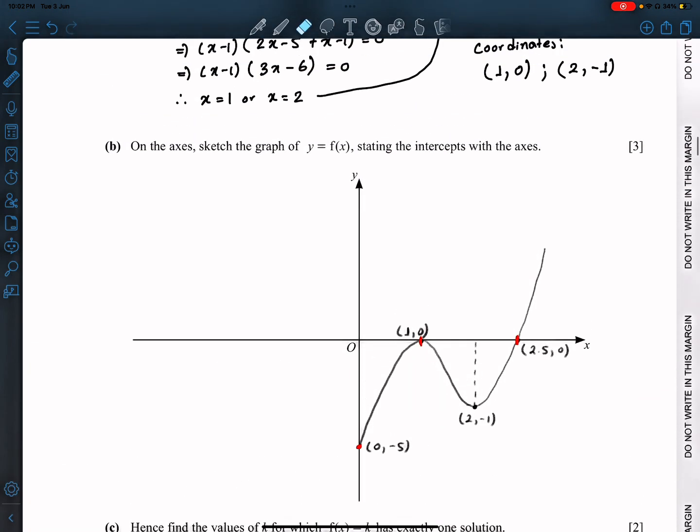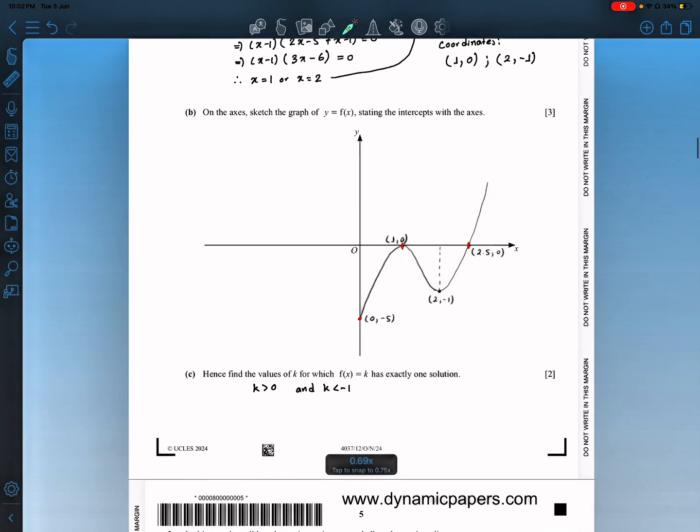It is also wise to mark down the minimum points as well. So these two are the minimum points. We mark that down. And since the coefficient of x cubed is positive, we will draw a curve like this. This is what we will get.